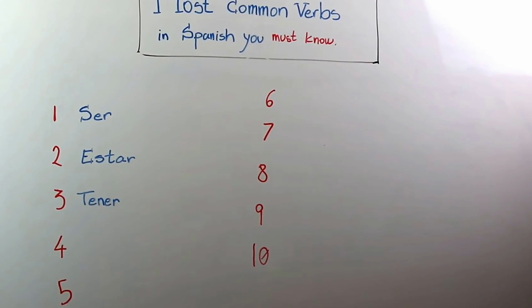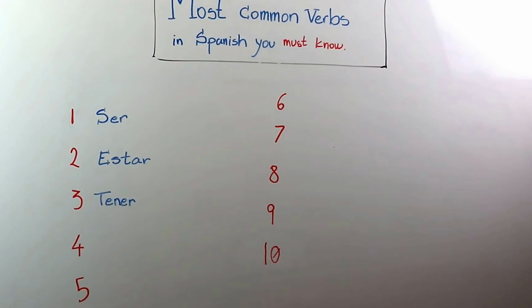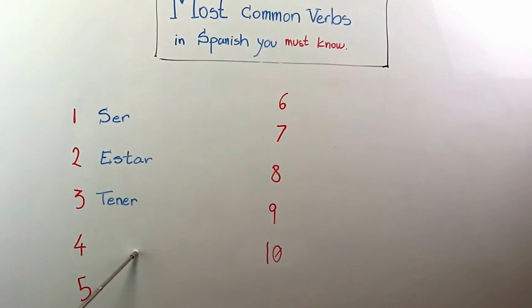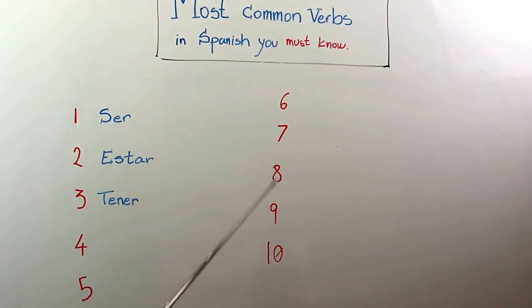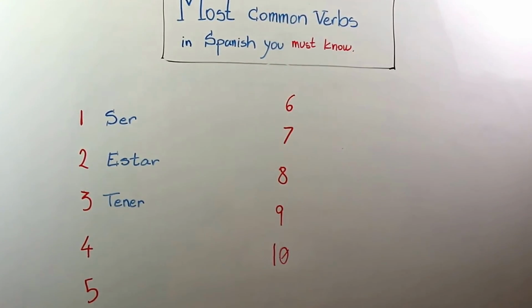Okay, so far we got ser, estar, tener, which means to have. Try to think for a moment, which other verbs would you add? Which are the verbs that you use the most also in English? What verbs would you pick for the next 3 verbs, from 4 to 6?